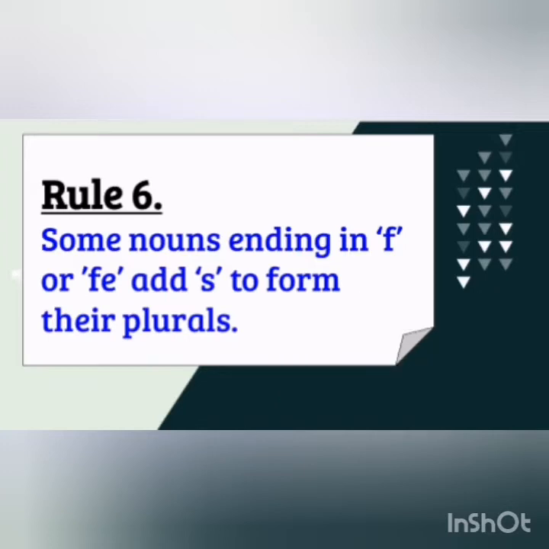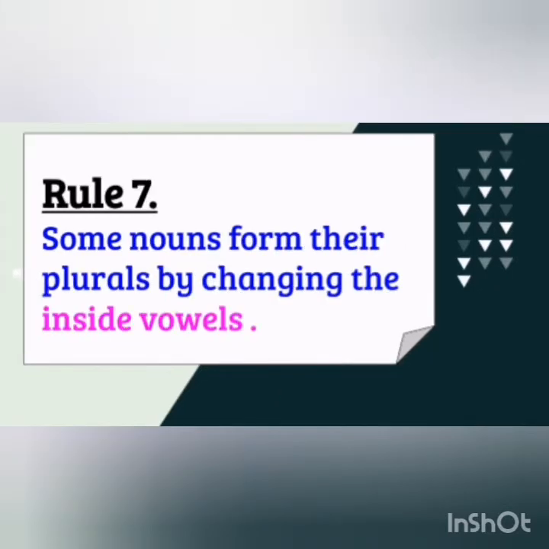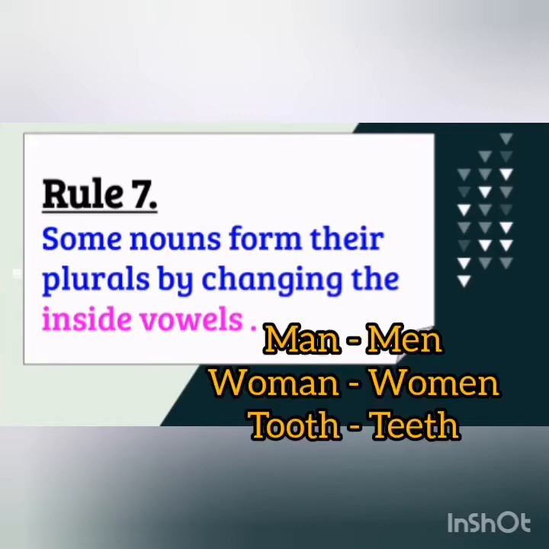Now coming to the seventh rule. The seventh rule says that some nouns form their plurals by changing the inside vowel. Inside vowel means, like man. In man the spelling is m-a-n and the inside vowel is a. So we just change that a to e. Man is a singular noun and men is a plural noun. Understood? The same with woman.